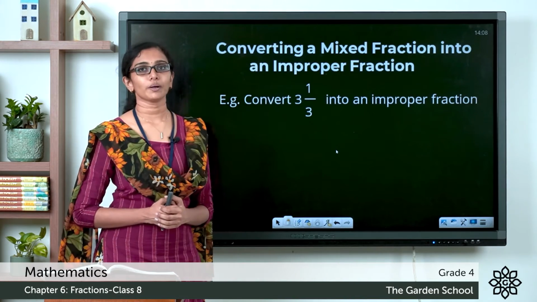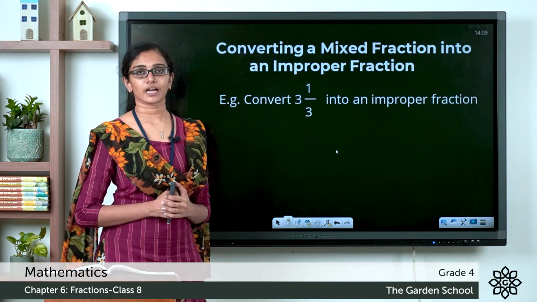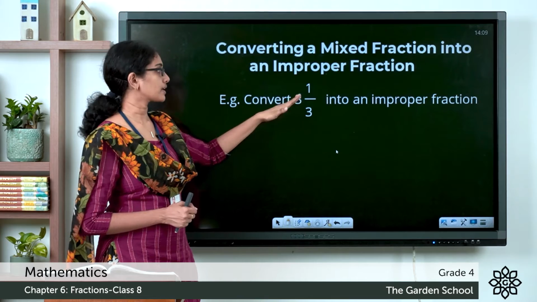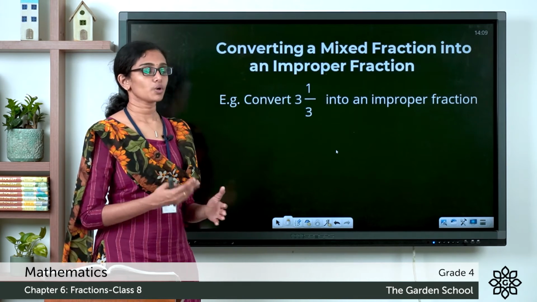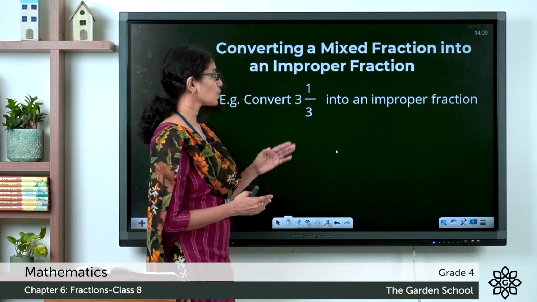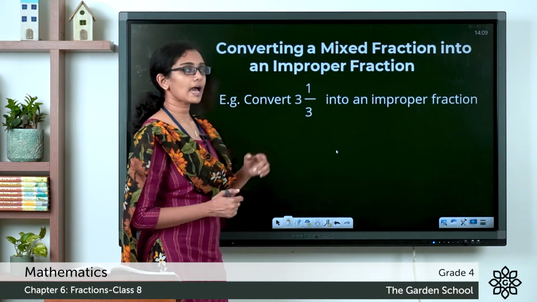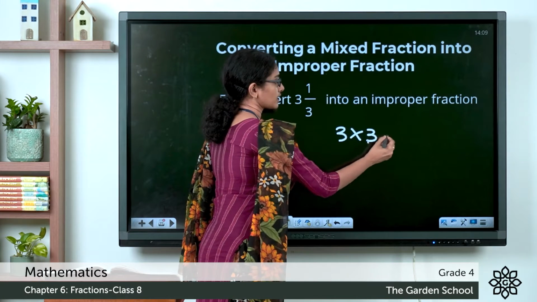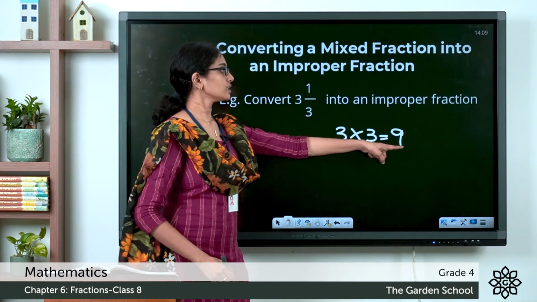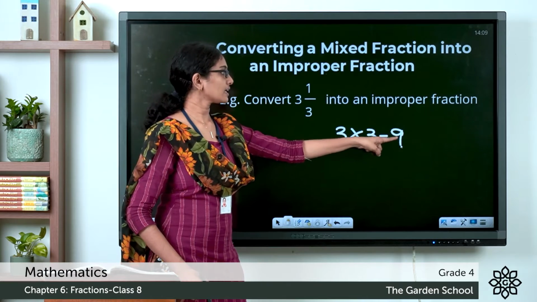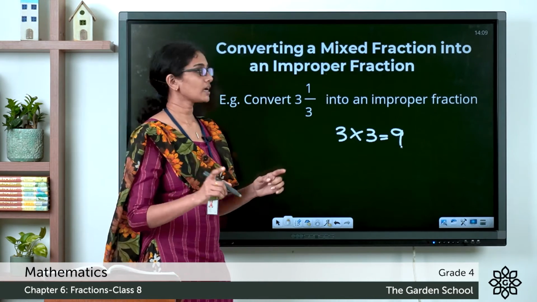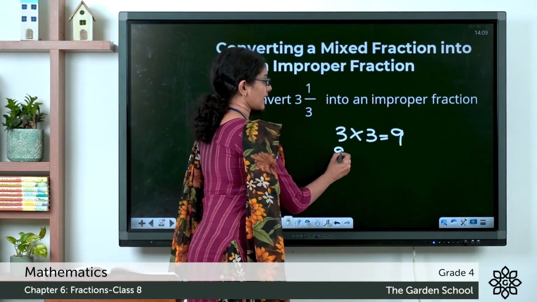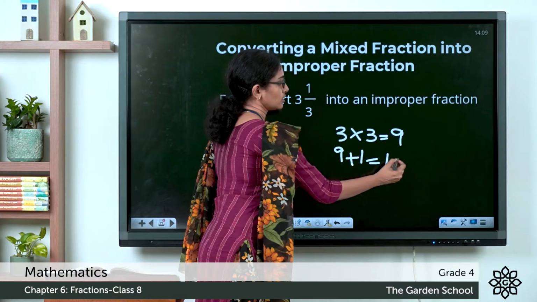Convert 3 1 by 3 into an improper fraction. So you have a whole number part which is 3 and the fractional part 1 by 3. And what is the first step? The first step is to multiply the whole number and the denominator, which is 3 into 3 here. And what is 3 into 3? That is equal to 9. Then you have got a product here. You have to add this product to the numerator. So that would be 3 into 3, 9 plus 1. And 9 plus 1 is equal to 10.